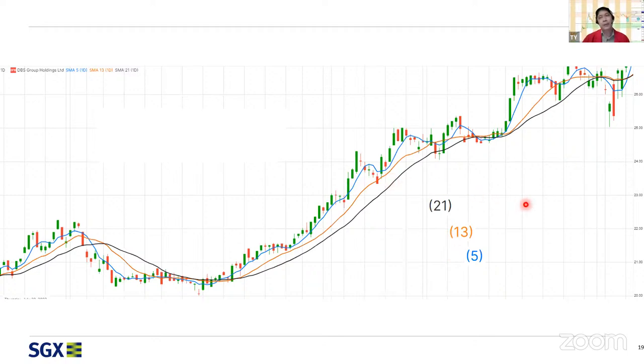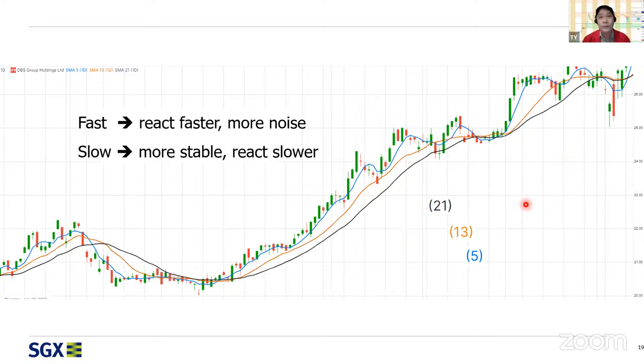Now, typically, if someone were to straight away ask a question, is fast better or slow better? Well, everything that is good has a bad side. If there is one better, then you won't use the rest. So depending on the purpose and the needs of different people using different moving averages, the fast moving average has the good point of it reacts faster, but it has got a bad point of more noise. When the market is not very trendy, it will be very choppy. It will chop you up. So that is the good thing of reacting faster and the not so good thing that is more noise.